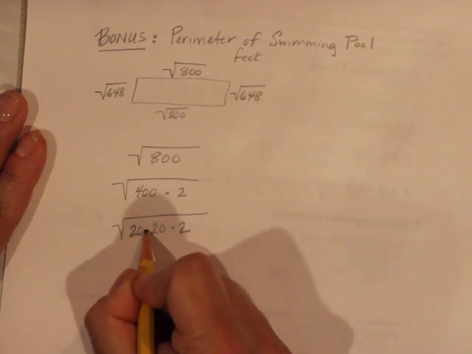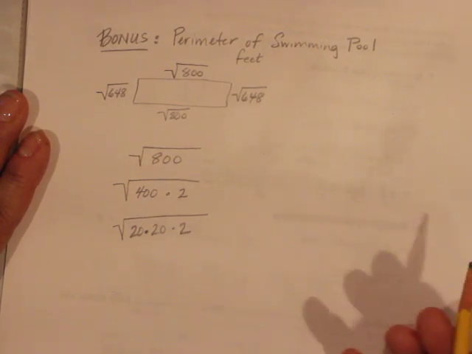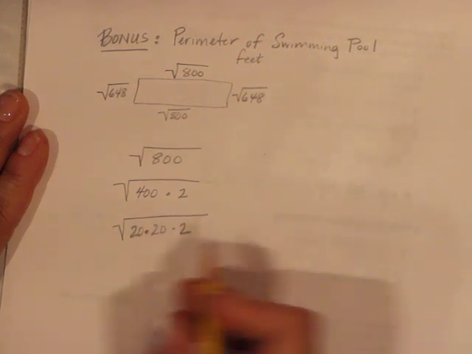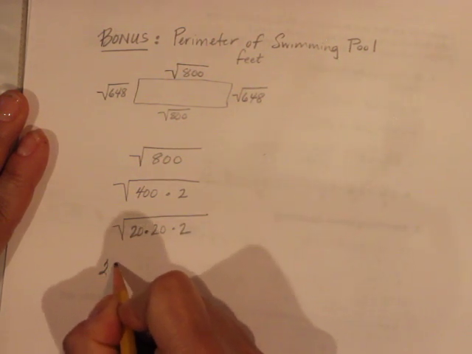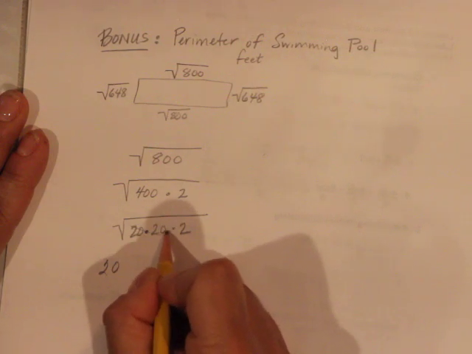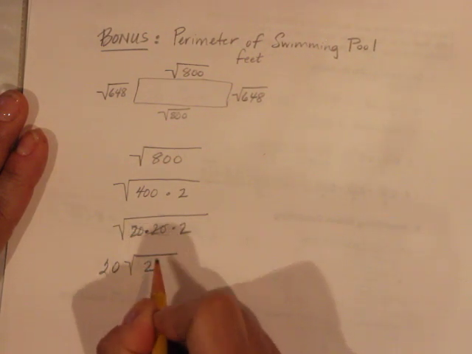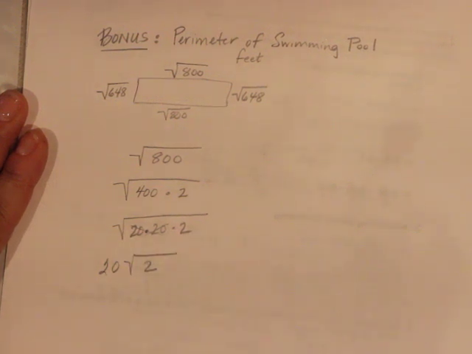Now check this out, guys. Because I've got two 20s in here, 20 times 20, I can take the square root of 400. It's just 20. So I pull one of these out, these guys go out of here, and that becomes 20 outside of the radical, times the square root of 2. So I was able to simplify that.